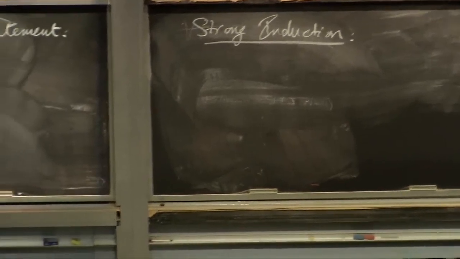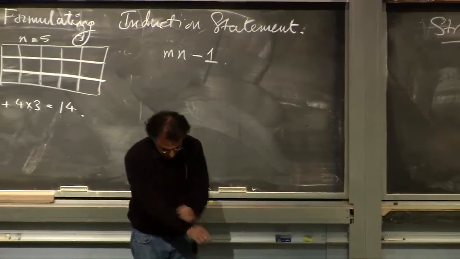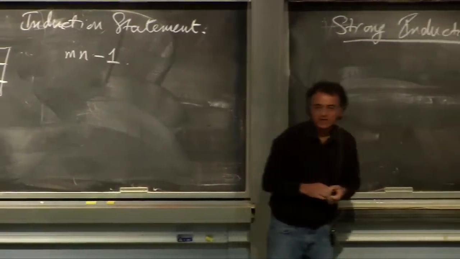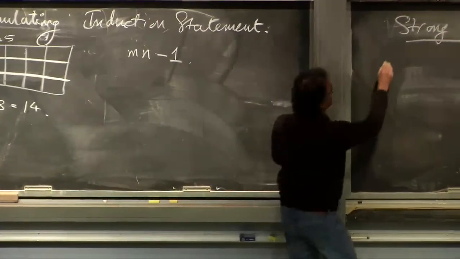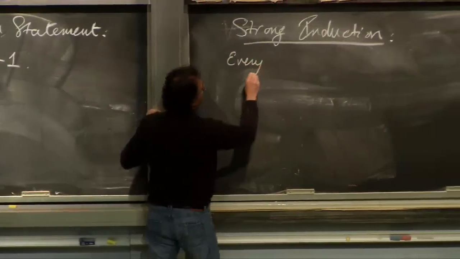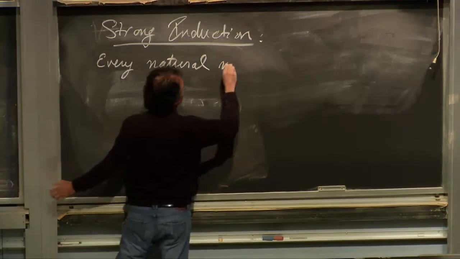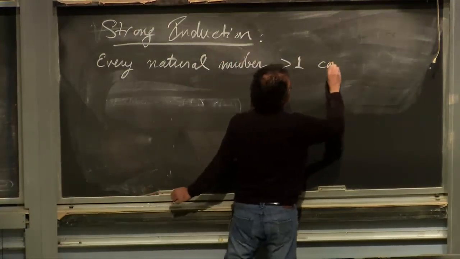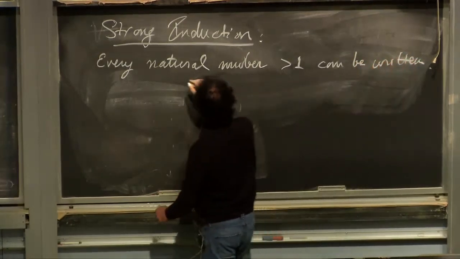Okay, so let's prove the prime number theorem, that every natural number greater than 1 can be written as a product of primes.